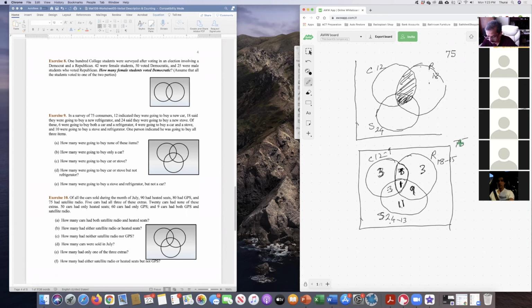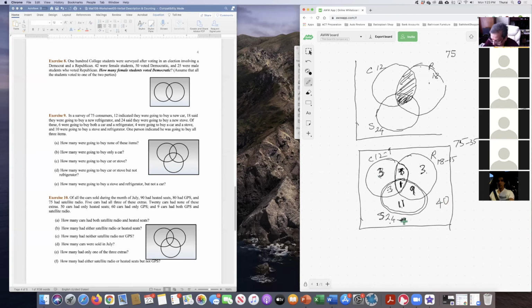There are 24 elements in this entire circle, 24. So 24 plus 3, 27 plus 5. I think it's 35. 35, right. So when I add all the sections, I'm getting 35. Subtract the 35 from 75, you get 40. There are 40 elements outside.